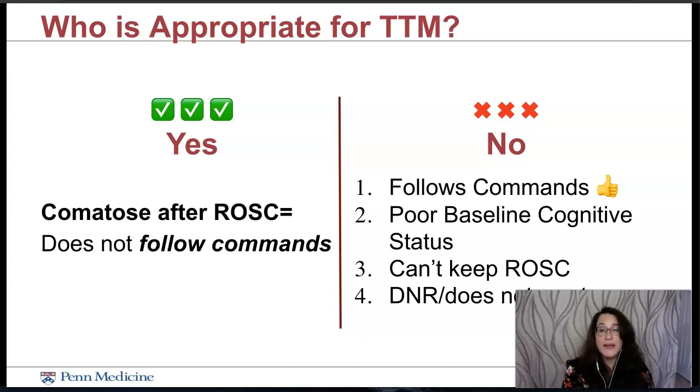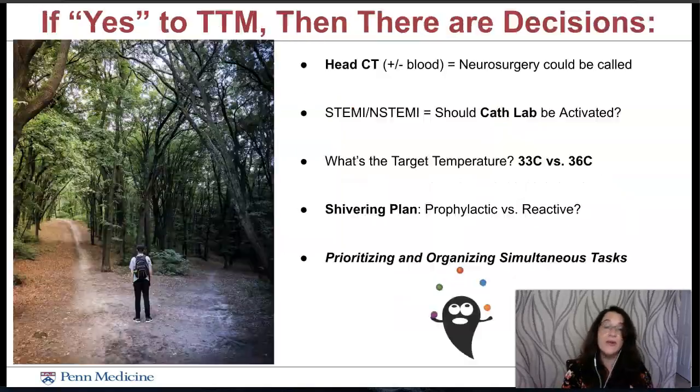Now, if they have poor baseline cognitive status, maybe TTM isn't going to make anything better, and that's not the best way to go. Also, if they can't keep their ROSC, they keep having non-perfusing rhythms, and they're in bad shock, and you really don't have them stable enough to TTM, then maybe you can't TTM. Also, if they're DNR and the family thinks this is not in line with what they would have wanted, then you don't do TTM. But if you look like you are yes for TTM, then we have some decisions to make.